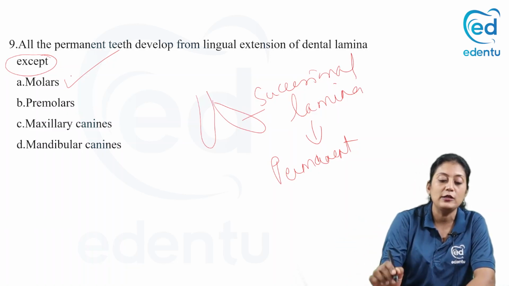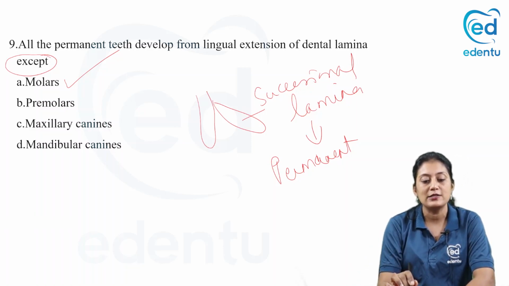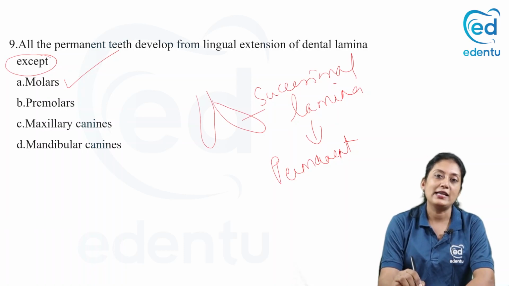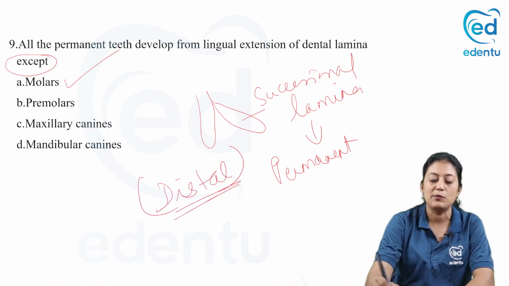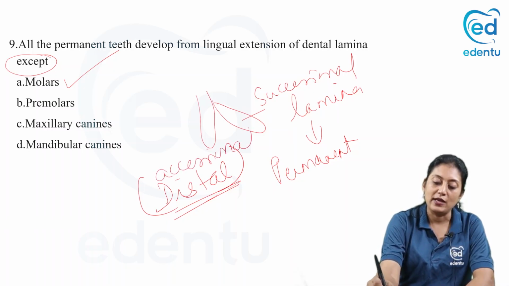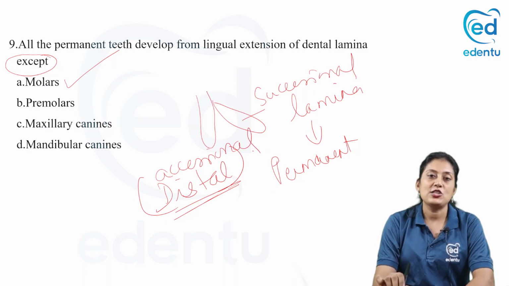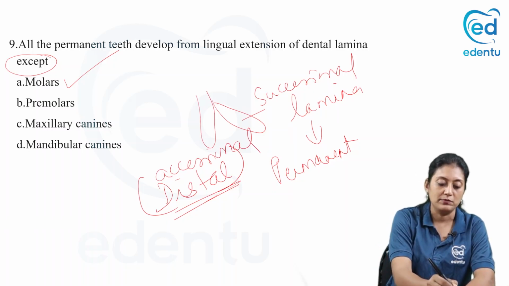Only the permanent molars will not arise from that. So where will the permanent molars arise from? The permanent molars will arise from distal extension of dental lamina. The word distal is important here. The other name for that is accessional lamina. So the distal extension of dental lamina, also called accessional lamina, is where the molars will come.